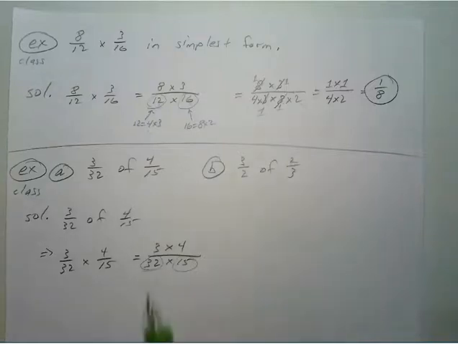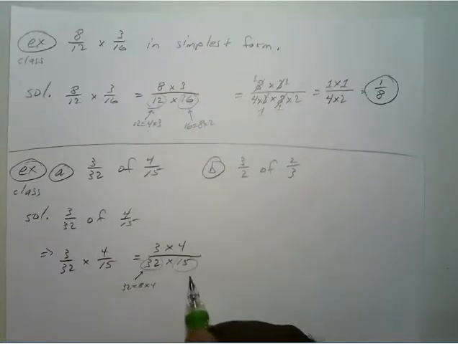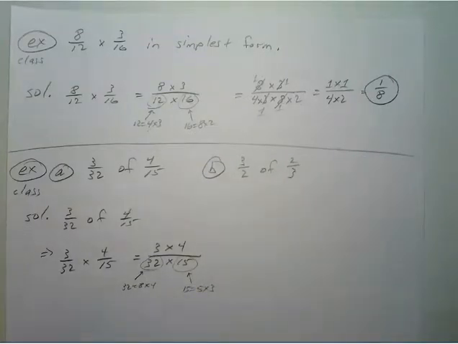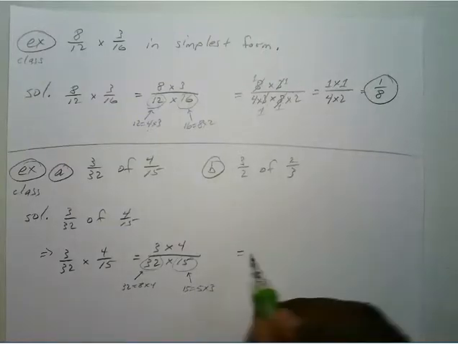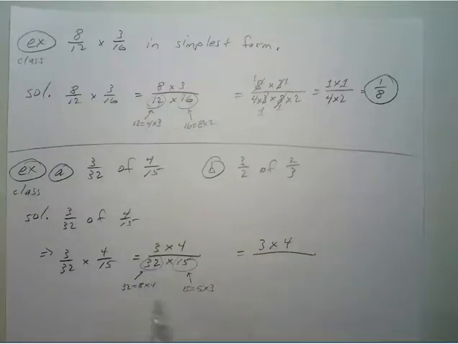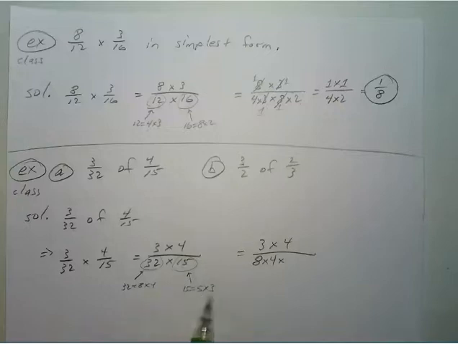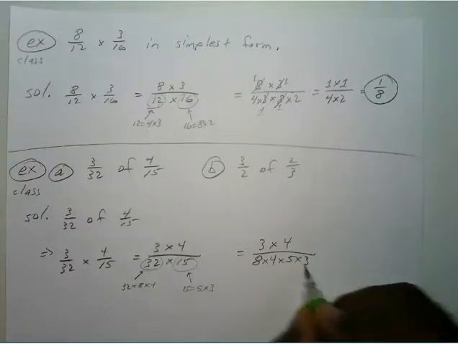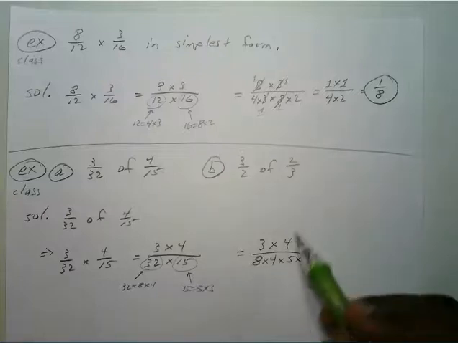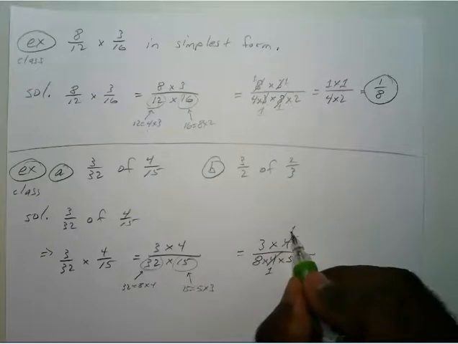All right, so 32, we know 32 is 8 times 4. So 32 equals 8 times 4. And 15 is 5 times 3. All right, so we go ahead and replace it. We have 3 times 4 over 32, which is 8 times 4, times 15, which is 5 times 3. So now we go ahead and do our canceling. You have a 4 in your numerator and a 4 in your denominator. They cancel out and become 1.